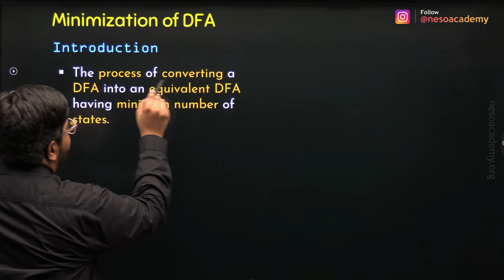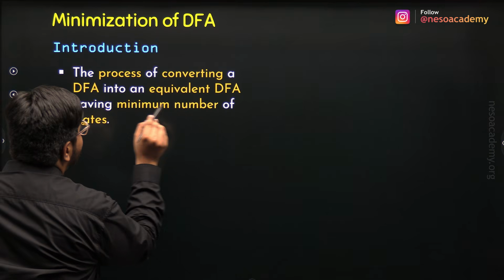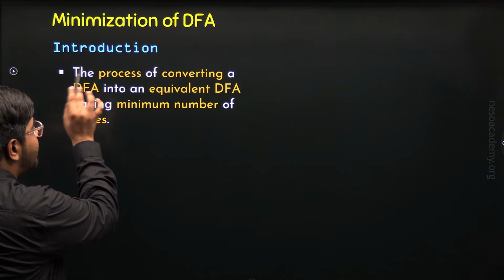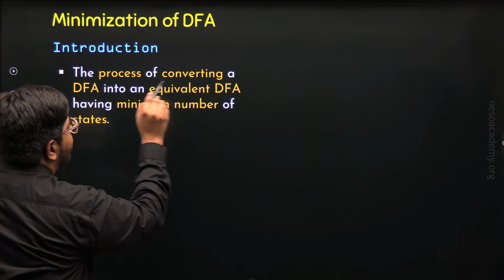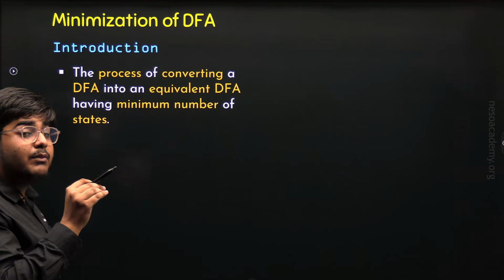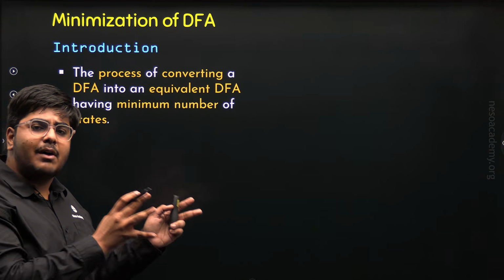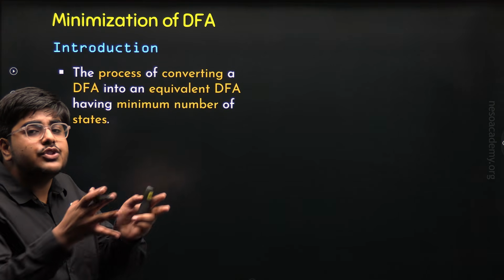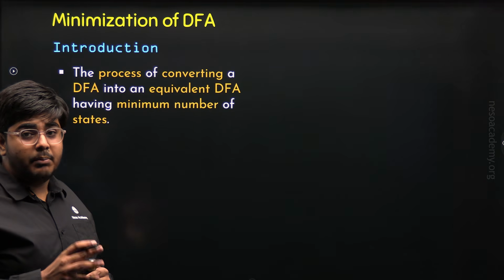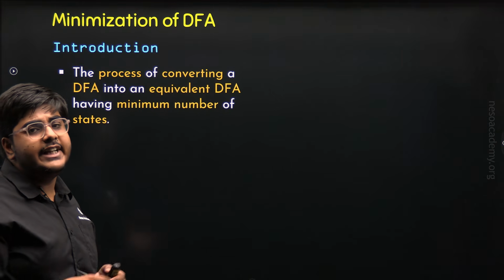The process of converting a DFA into an equivalent DFA having minimum number of states. So as I have just explained, DFA minimization is the process of converting a DFA into an equivalent DFA having minimum possible number of states. So there is an original DFA having some number of states, and we try to reduce the number of states of that DFA in order to minimize that DFA. But the resulting DFA should be equivalent to the original DFA.